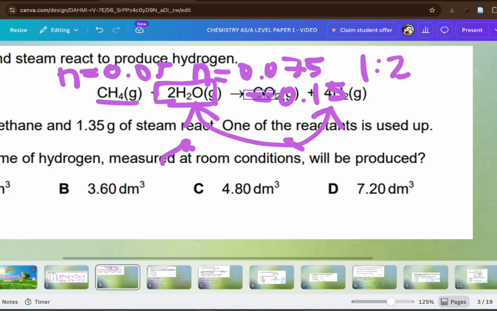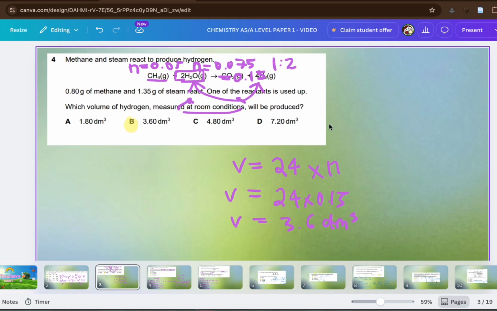Now that we got all that, we just have to find the volume. Because it says it's measured at room conditions, we can just use V equals 24 multiplied by the mole. 24 multiplied by 0.15 will result in 3.6 cubic decimeters, which gives our answer B. And that's the fraction.